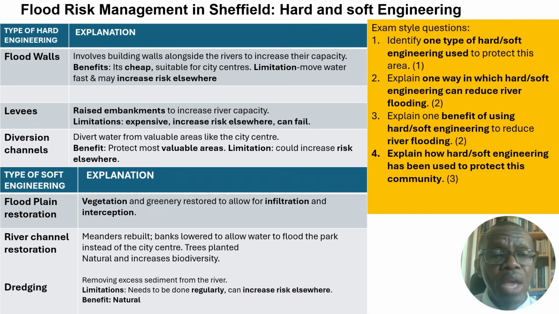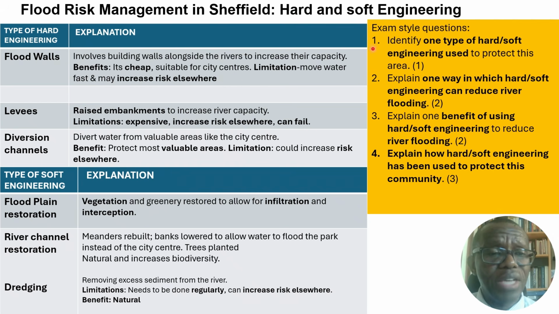So we are going to talk about some of the types of hard engineering that can be used. So whether some of these are just general and others are related to what happened in Sheffield. So hard engineering and soft engineering. And we know that when we are talking about hard engineering, we are talking about physical structures that are put in place to reduce the flood risk. And then if we are talking about soft engineering, we are talking about working with nature to reduce or to control the flood risk or to mitigate it.